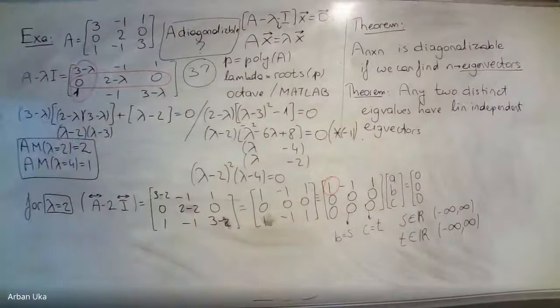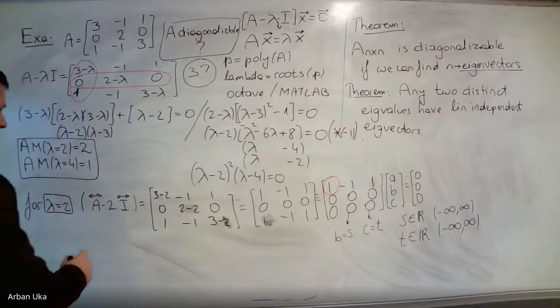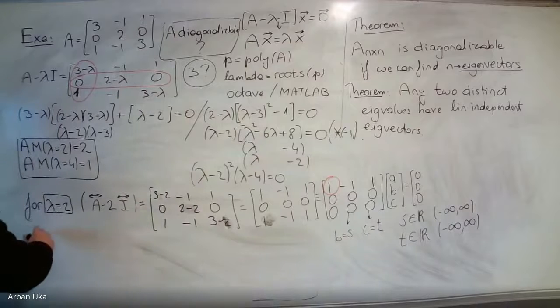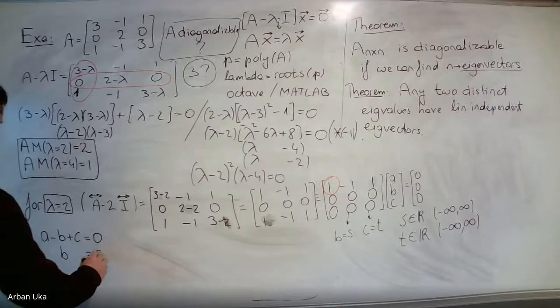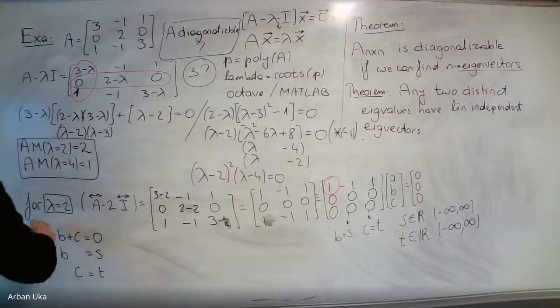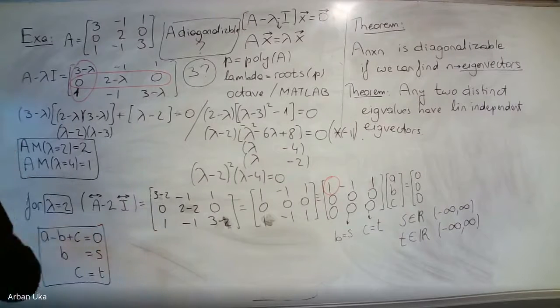Right? Yes, it's 1. So, the first equation that we obtain is the following: A minus B plus C is 0. The second equation, B is equal to S, and the third equation, C is equal to T. These are the 3 equations.